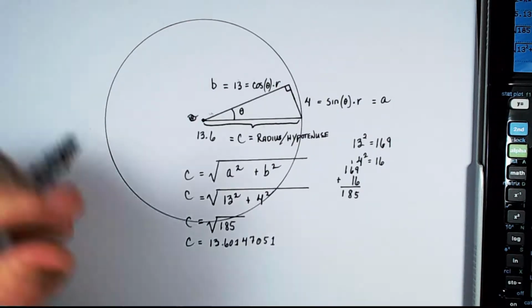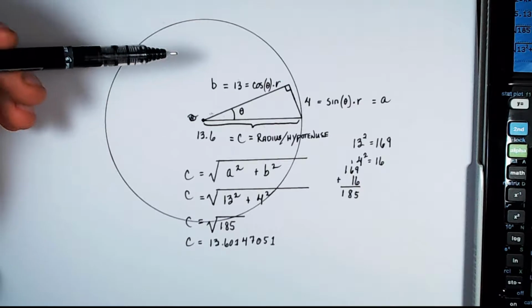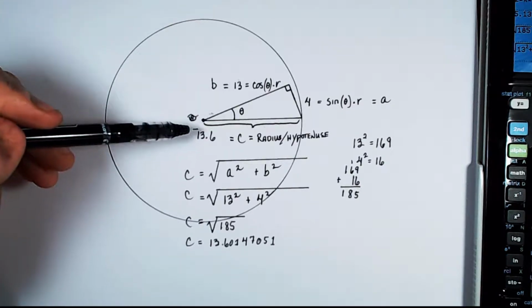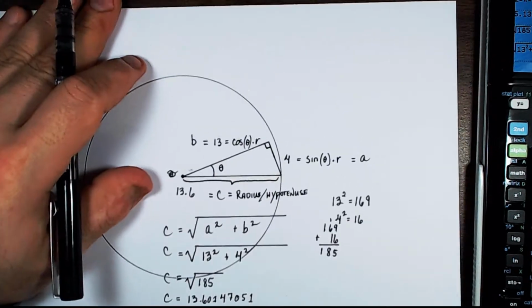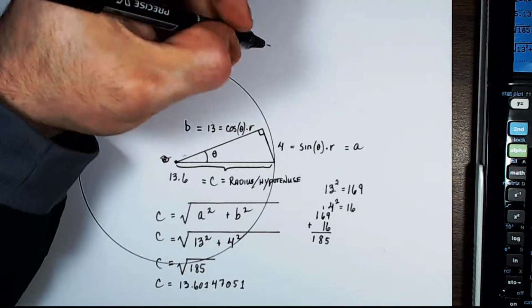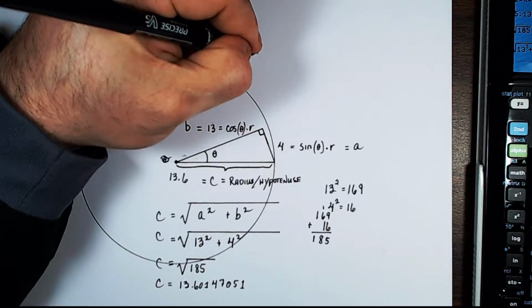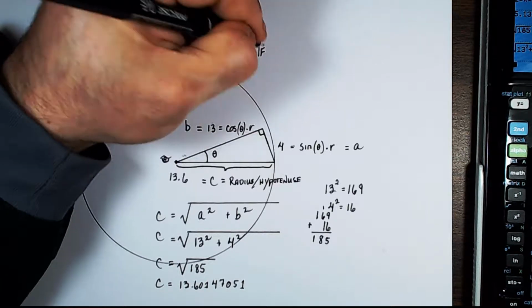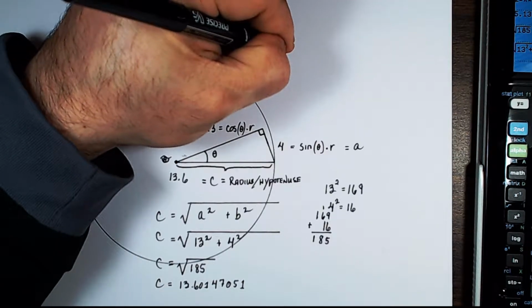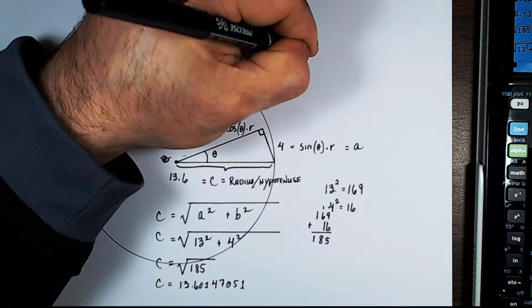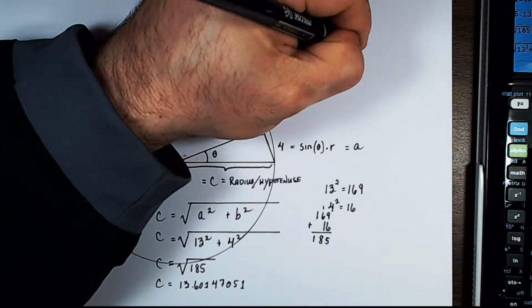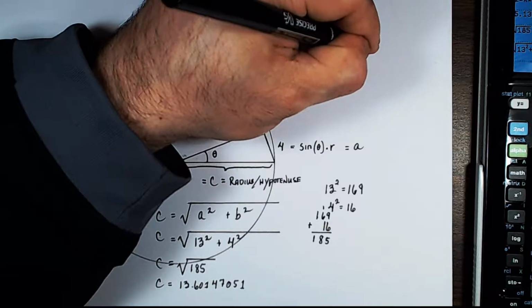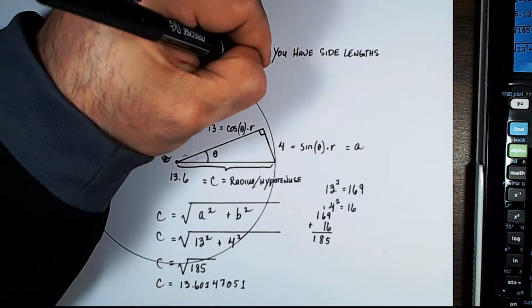Now, we have more choices. Now that we've found the hypotenuse, we have more choices with how we find the angle. And remember, there are several functions in trigonometry. The ones that find the angles are used if you have side lengths and want an angle.